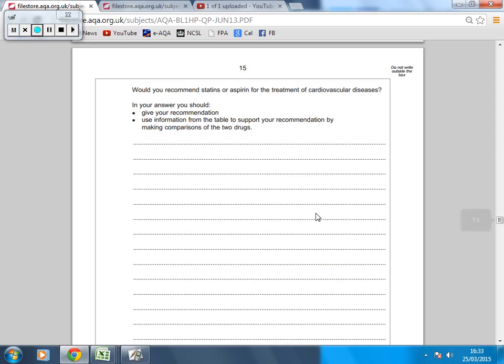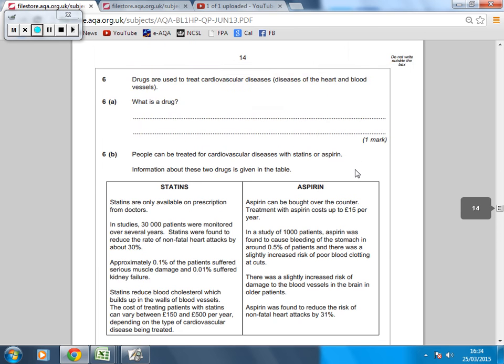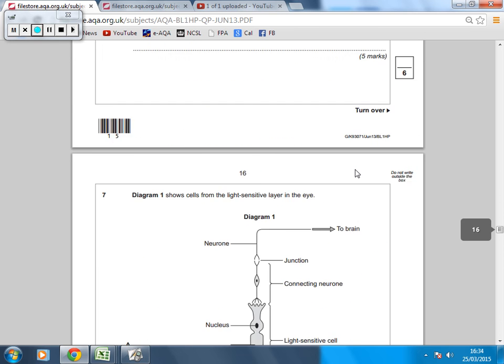Next bit, would you recommend statins or aspirin for the treatment of cardiovascular diseases? In your answer you should give your recommendation. So would you recommend statins or would you recommend aspirin? Then use the information from the table to support your recommendation by making comparisons of the 2 drugs. It's given you what it wants to happen there. You need to compare the 2. So say this one does this and that one does that, and then give your recommendation. 5 marks available. You can use bullet points because it doesn't say you'll be looked at for the quality of your written answer.